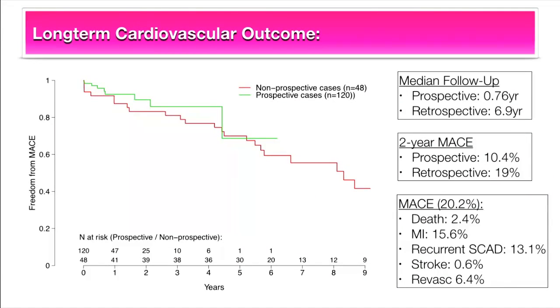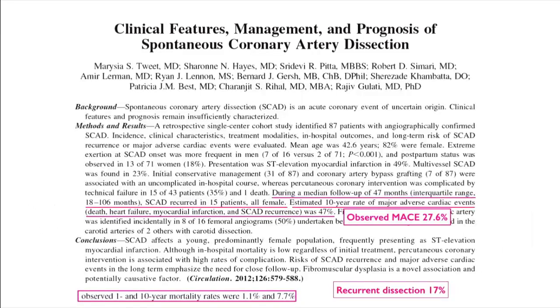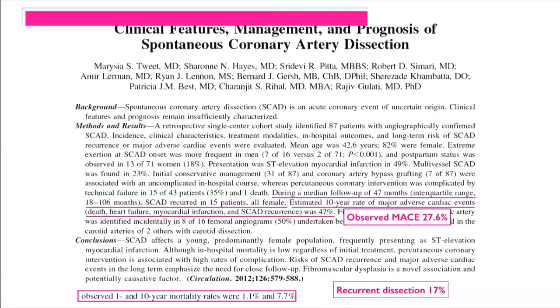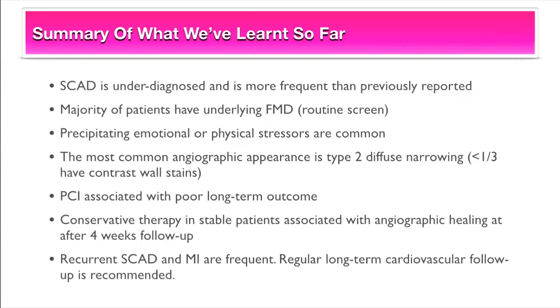And finally, what are the long-term outcomes or in-hospital outcomes of these patients? Newer data now shows in-hospital complications to be relatively low overall, with recurrent MI in hospital about 5%, and mortality close to 0% in hospital. In terms of long-term follow-up, the two-year MACE is somewhere between 10 to 20% in our population. Recurrent SCAD does occur in about 13 to 15% of cases, with recurrent MI around the same incidence, and other series reported similar recurrent dissection, in the Mayo Clinic cohort about 17%. Likewise, other series show similar recurrent SCAD and recurrent MI rates.